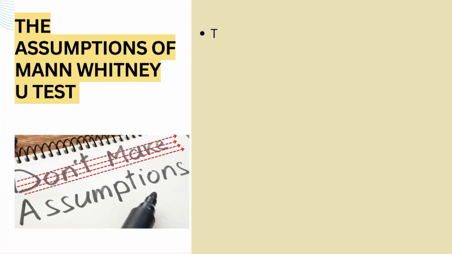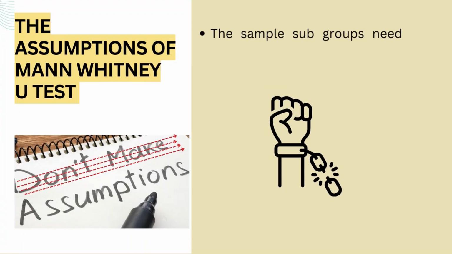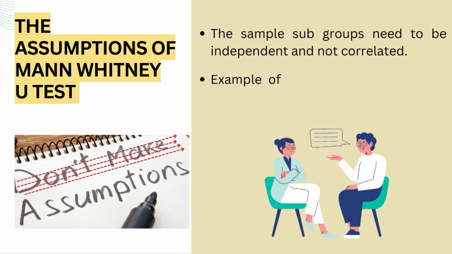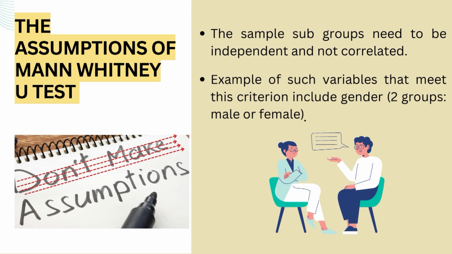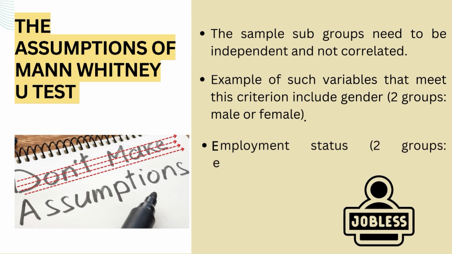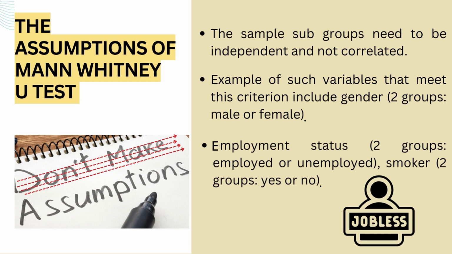And the sixth assumption is the sample subgroups need to be independent and not correlated. Examples of such variables that meet this criterion include gender. Gender has two groups, for example male or female. Employment status also has two groups, employed or unemployed. Taking another example, smoker may also have two groups, yes or no, and so forth. So, these are the different assumptions of the Mann-Whitney U-test.